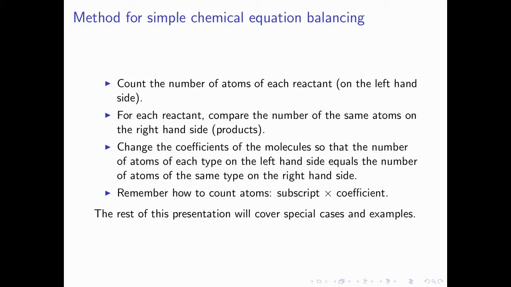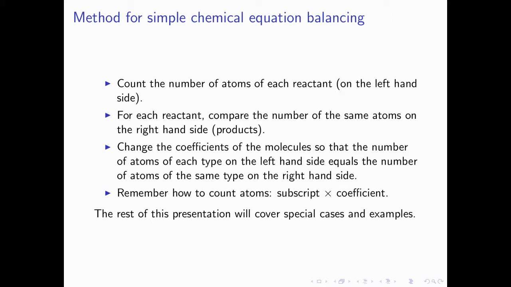In this video I will teach you how to balance basic chemical equations. Let's start with the basic method. First, count the number of atoms of each reactant. That is, the specific atoms on the left-hand side. Count the number of corresponding atoms of each product. Change the coefficients so that the equation balances. Namely, so that the left and right-hand sides are equal.